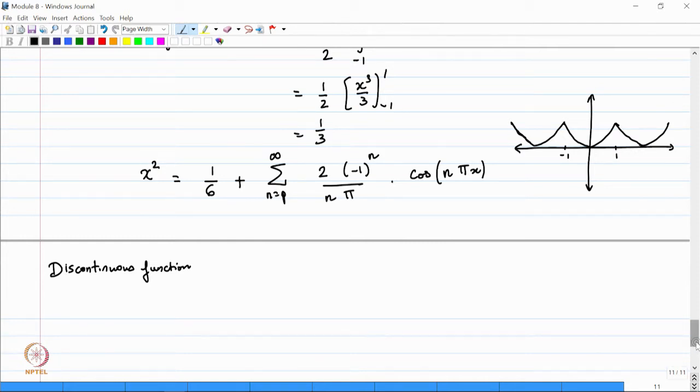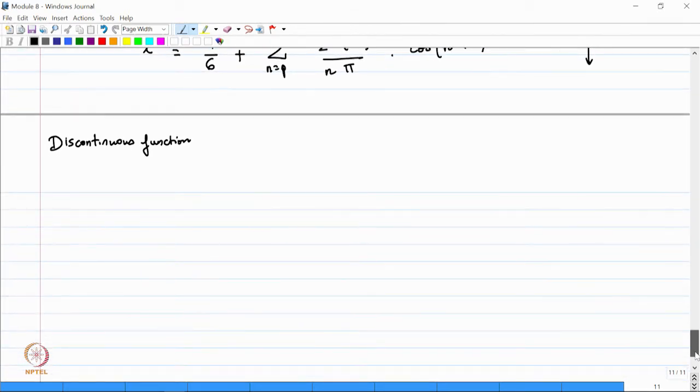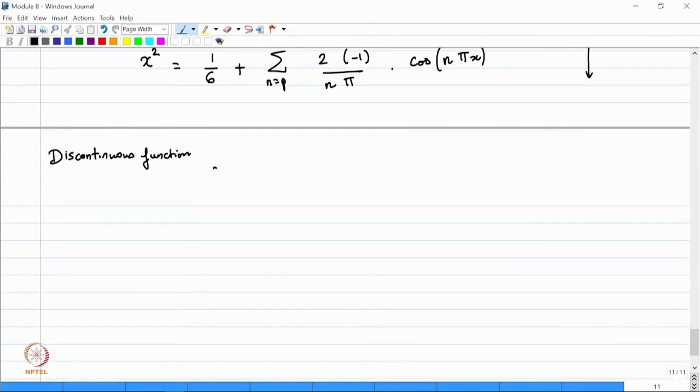Now, coming back, let us take an example of a discontinuous function. You can take f of x equal to 1 for x greater than 0, and equal to minus 1 for x less than 0, and L equal to 1. Now again I can do the Fourier expansion.